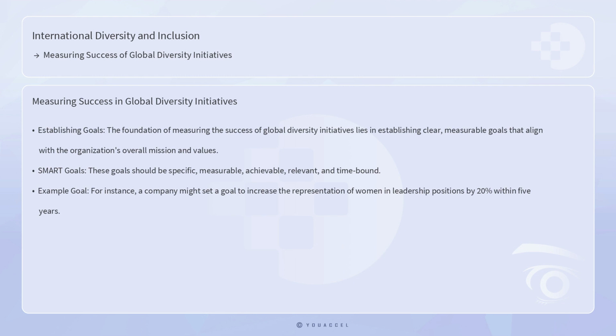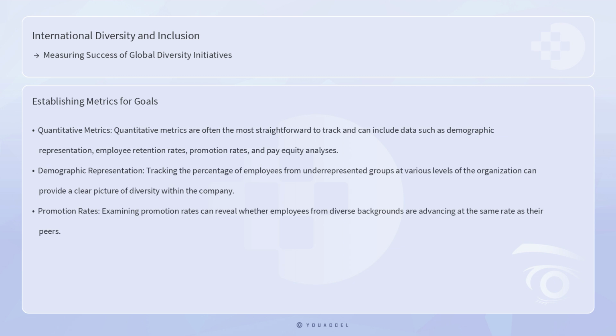The foundation of measuring the success of global diversity initiatives lies in establishing clear, measurable goals that align with the organization's overall mission and values. These goals should be specific, measurable, achievable, relevant, and time-bound. For instance, a company might set a goal to increase the representation of women in leadership positions by 20% within 5 years. This goal is not only specific and measurable, but also relevant to broader efforts to promote gender diversity and inclusion.